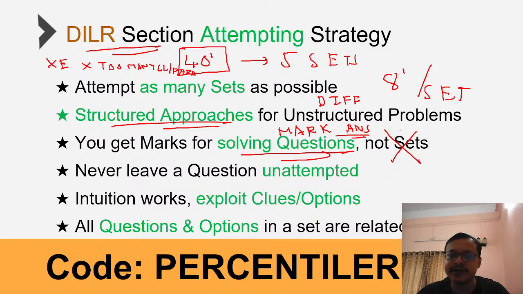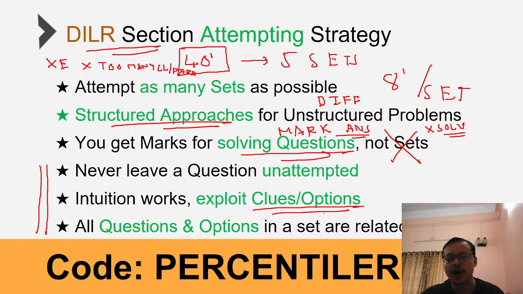Now, somebody might be wondering how is it possible to mark answers without solving a set? And that is what is going to be a core essence of today's session. How are you able to mark answers without solving a set? And the key thing lies in the options that are there. Remember, every DLR set comes with 4 questions. Each question comes with 4 options. So you effectively end up getting 16 additional clues in every set.